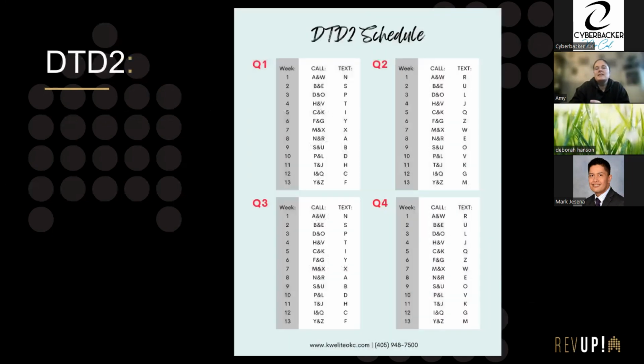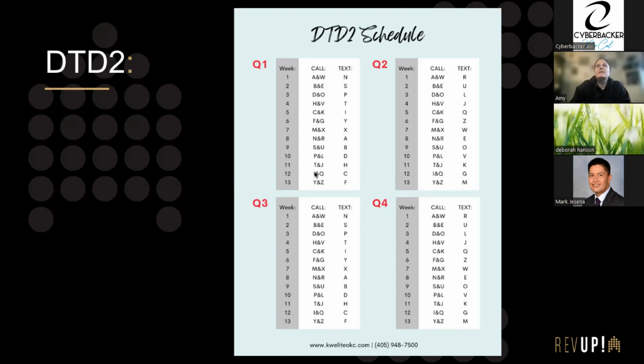All right, this was that DTD2 schedule. So for anybody existing in your database, you can start calling them either on this plan or by the 5x5. This is, hey, week number 1, we call everybody whose last names end in A and W. Week number 2, we call everybody that ends in B and E. Week number 3, we're D and O. Week number 4, H and V, right? And then we just rinse and repeat. So this is quarter 1, quarter 2, quarter 3, and we're in quarter 4 right now, getting ready to head into the first quarter of 2024.